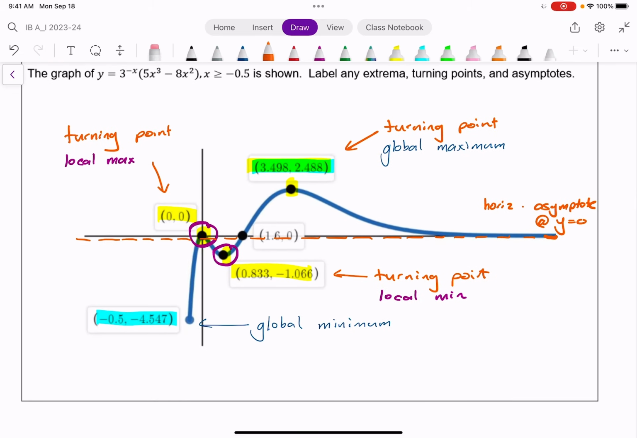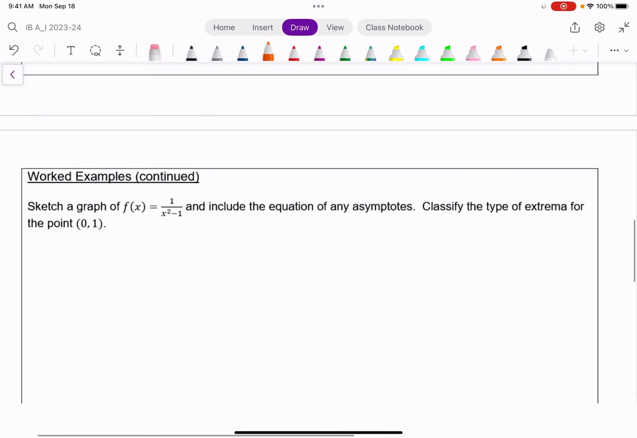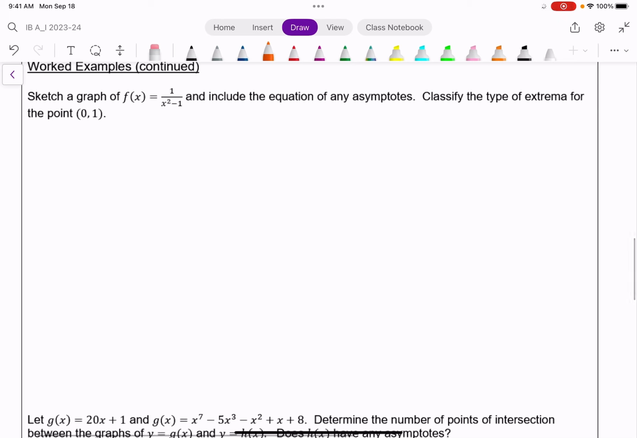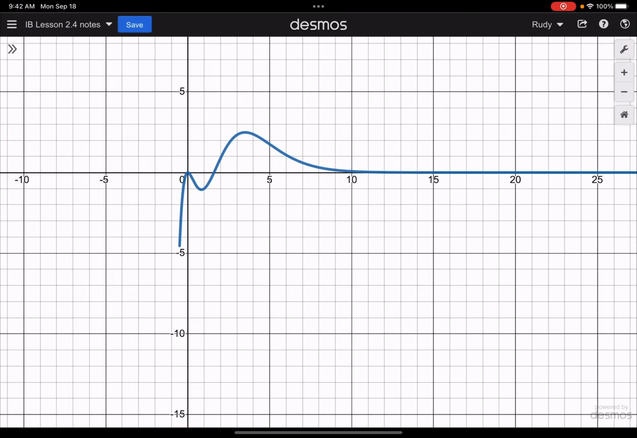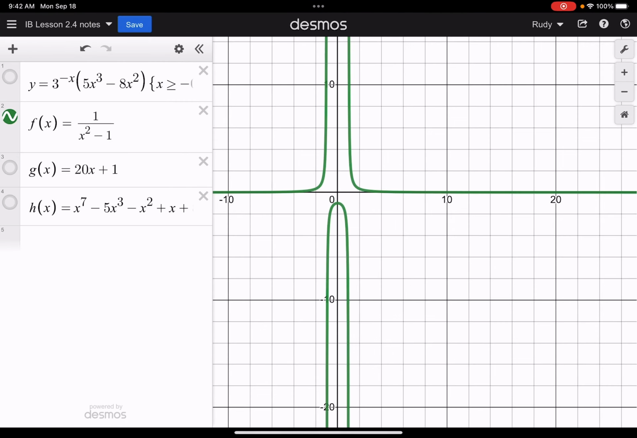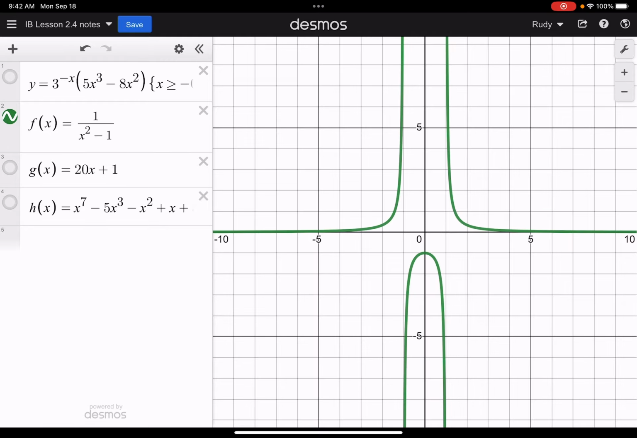All right, so a good number of perhaps new terms described here. Let's look at this, where I want to sketch the graph of just f of x equals 1 over x squared minus 1, and I want to include the equation of any asymptotes, as well as classify any extrema. And again, extrema are global maximums, local maximums, and all that sort of good stuff. And so first, let me graph this function here, because again, we're always encouraged to use graphing technology. And so here's a nice graph of it already.